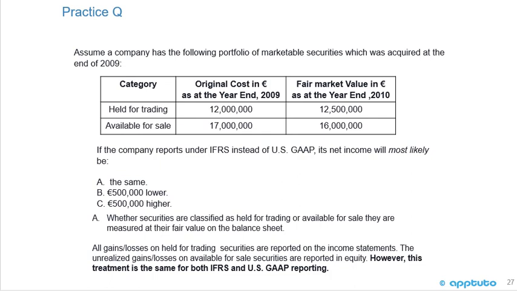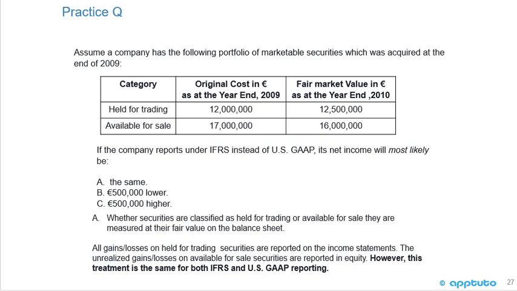The correct answer is A. Whether securities are classified as held for trading or available for sale, they are measured at their fair value on the balance sheet. All gains and losses on held for trading securities are reported on the income statements. The unrealized gains and losses on available for sale securities are reported in equity. However, this treatment is the same for both IFRS and US GAAP reporting.